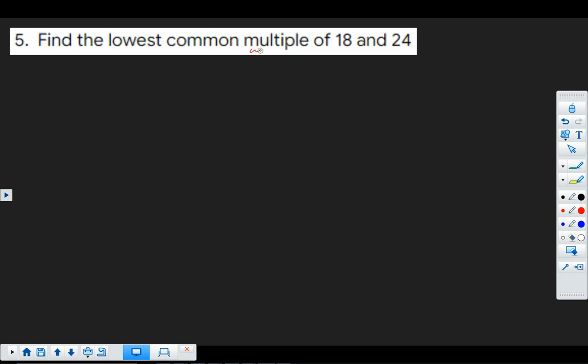Okay, question 5. We need to be sure of our language here. Multiples, so multiples of 18. This means we're counting in 18s. So 18, 36. Have to be careful when we're doing this. 54, 72, 90, and so on. So that's multiples of 18.